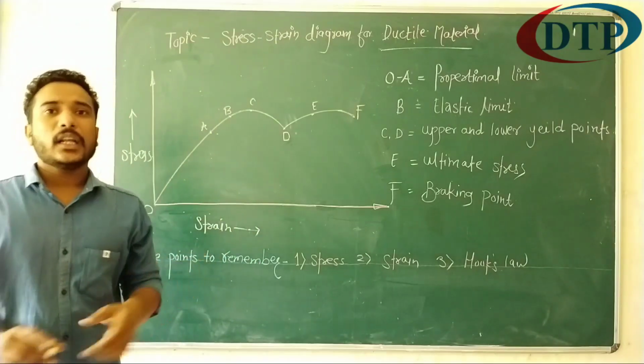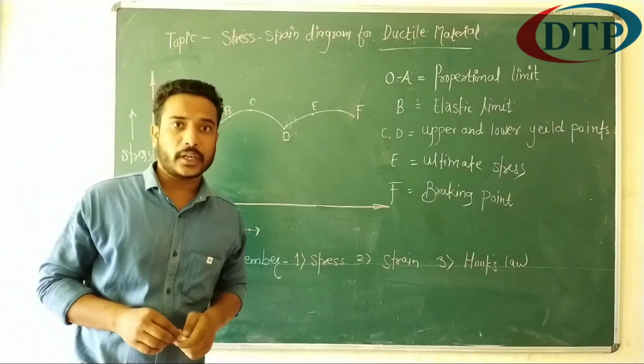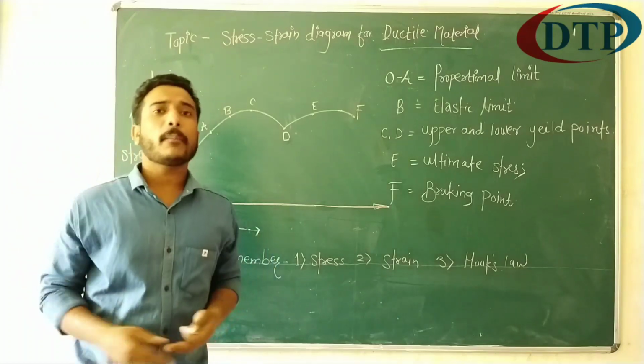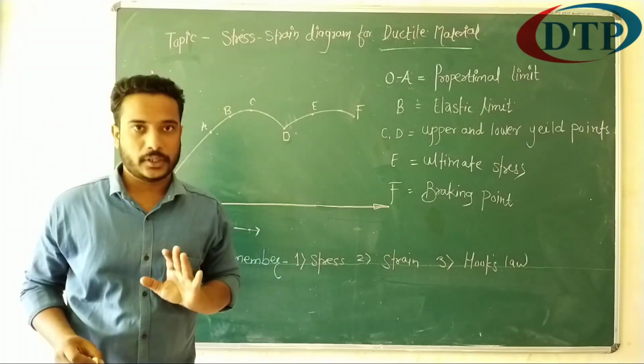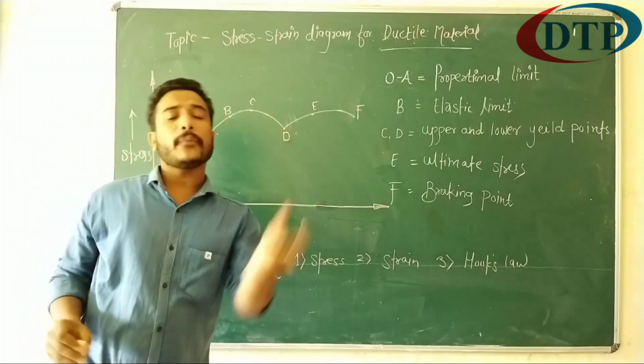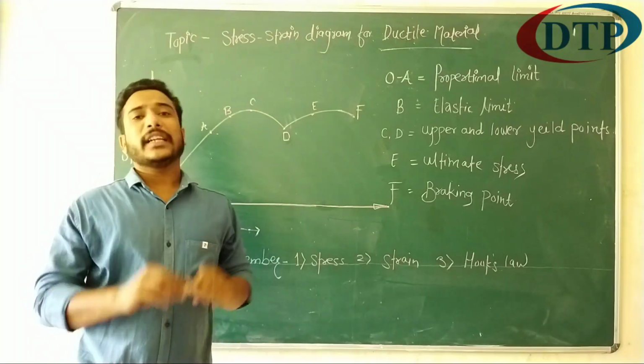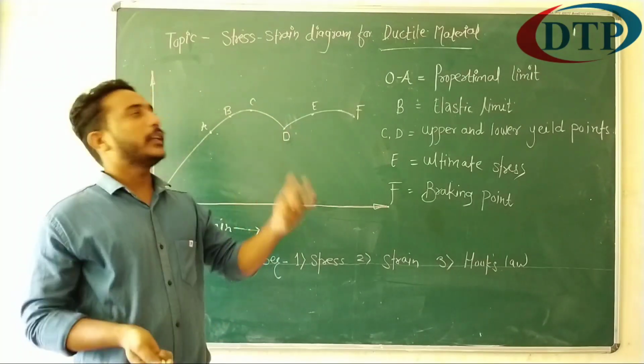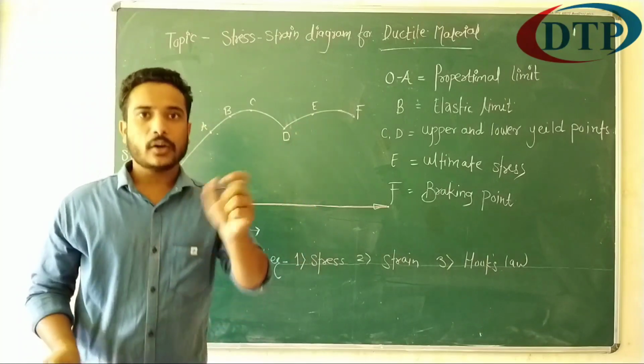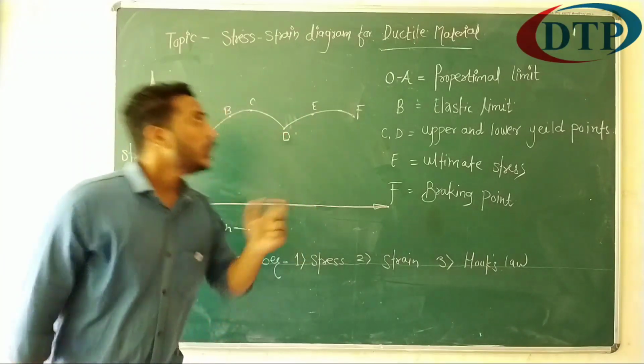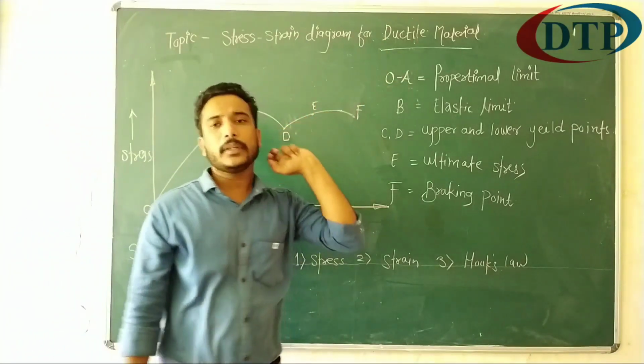The material which is directly broken into two parts or number of parts without any deformation. If there is no deformation in material and material is directly broken, then the material is known as a brittle material. Okay, this is concept of brittle material. Now we have to know the concept of ductile material.